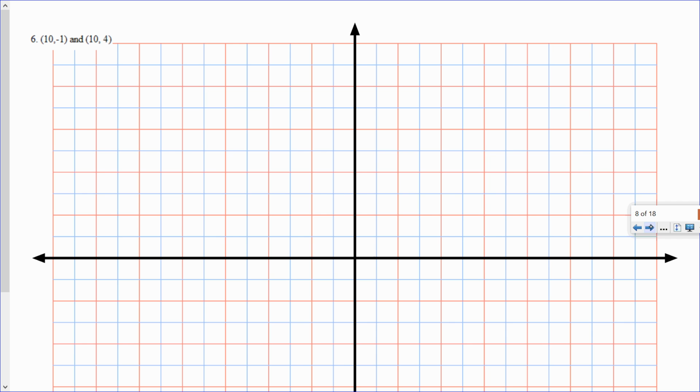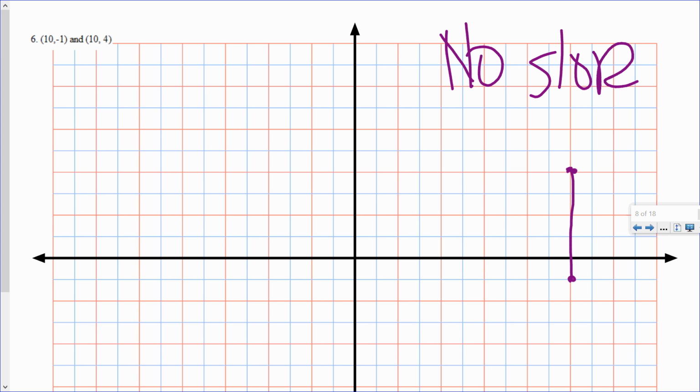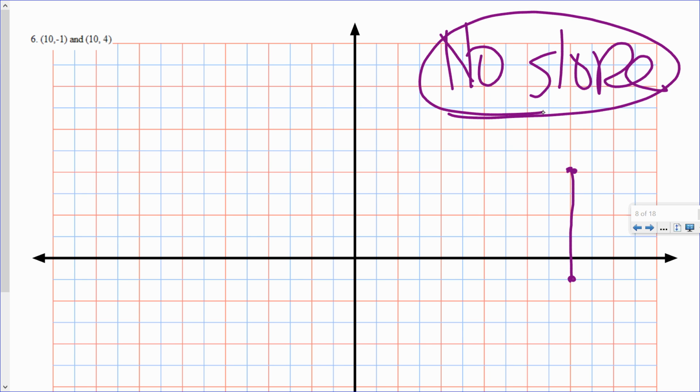Okay, let's take a look at number 6. Now, this one, I don't have to use the slope formula. Since it's a vertical line, I can't go skiing on a thing without killing myself. My answer would be no slope. Now, if I wanted to do this using the slope formula, I can.